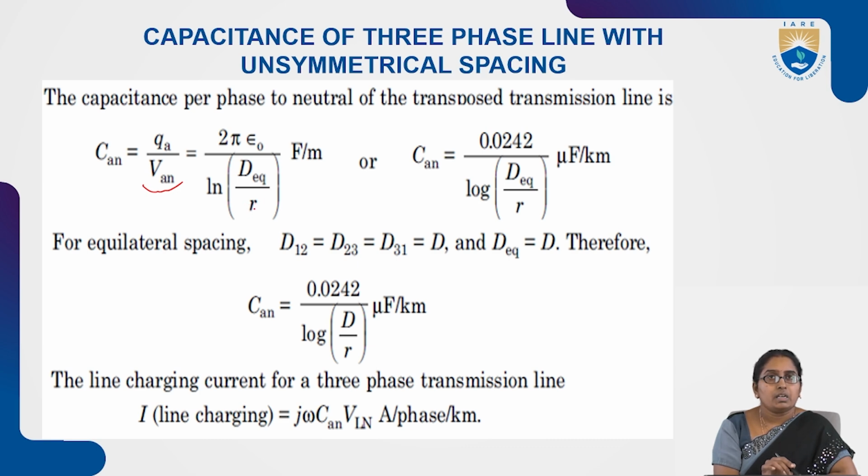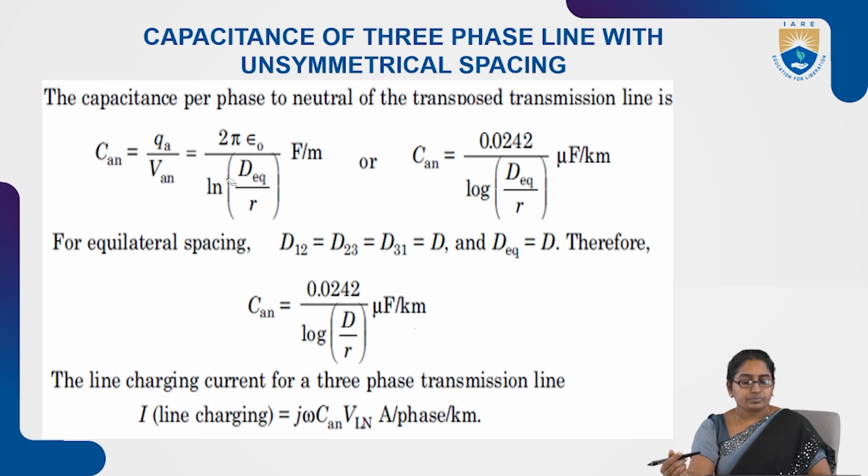capital D by r. Here capital D is D equivalent, which is given by cube root of D1 D2 D3. Okay, if it is equilateral spacing, all are equal, so it becomes simply capital D here. So this is how the expression is given. This is given with log base 10. Okay, finally charging current expression is given. So this is for the three-phase line capacitance expression.